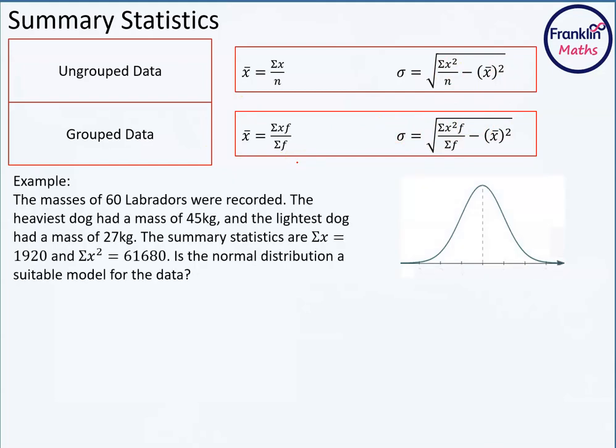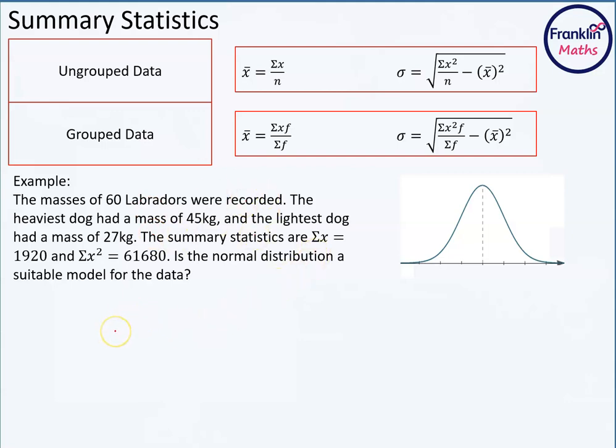So this sort of question you would get. We've got 60 Labradors. We've measured the mass of them. We've got a nice heavy dog there, and we've got a light dog. And then we're given some summary data. Now I'm going to involve some year one practice in here as well. It's always nice to go back and revisit things.